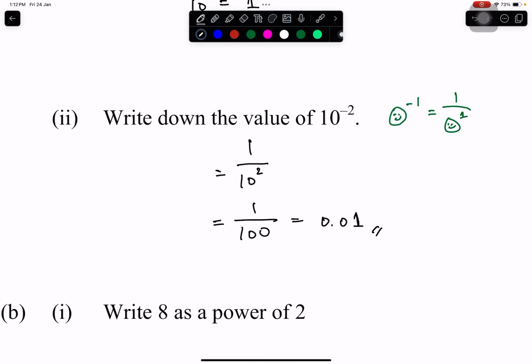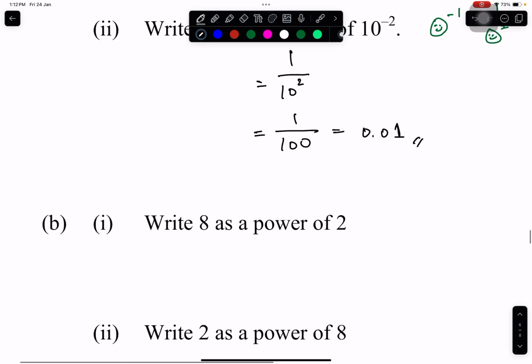That's equivalent. Write down 8 as a power of 2. We know that it is 2 to the power of 3 because 2 to the power of 1 is a 2, 2 to the power of 2 is a 4, 2 to the power of 3 is an 8.